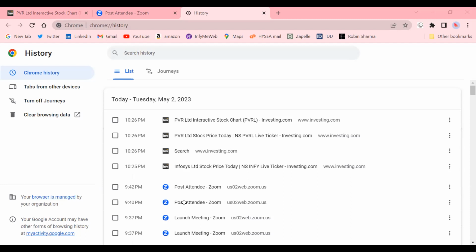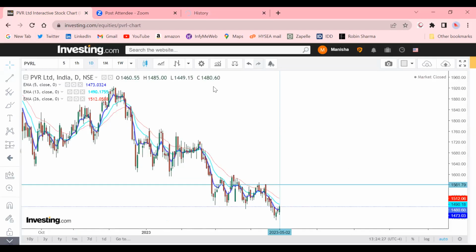Something happened to my screen. History. Looks like it got closed accidentally. Yes, maybe we can select this particular one. Instead of Alt H, I did Control H. So I'll do Alt H. Okay, so this is the support one.